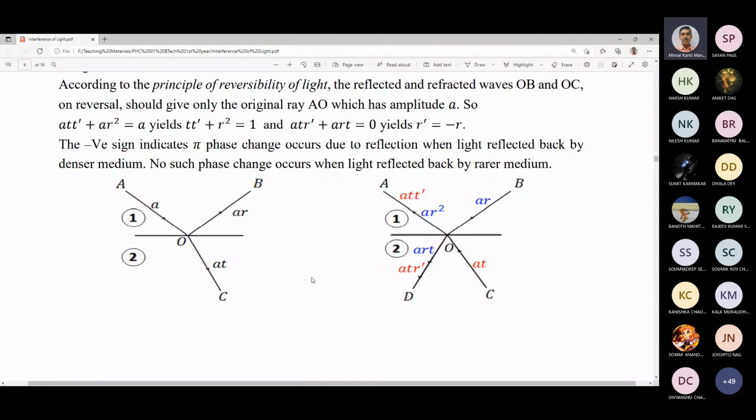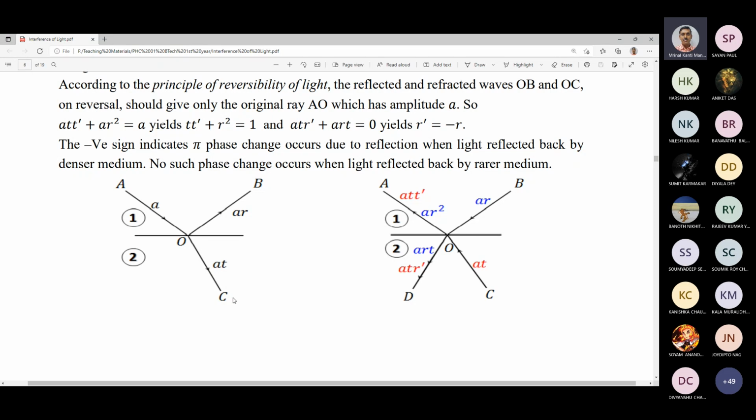Now we consider there are two media, medium 1 and medium 2, and this is the interface. Now a light ray of amplitude A falls on this interface at O. Then what will happen? A part of the light beam will be reflected back in the same medium, and another part will be transmitted to the second medium, right?